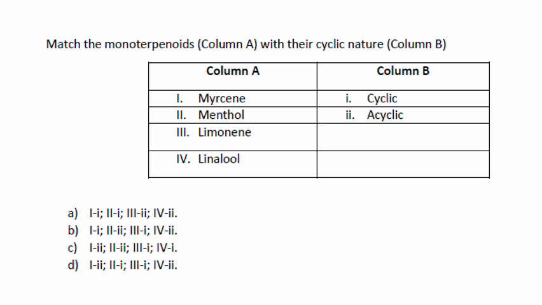The next question is, match the monoterpenoids from column A with their cyclic nature in column B. And you have myrcene, menthol, limonene and linalool. A few of these are cyclic and a few of these are acyclic. So you can think about this question for a couple of minutes. Think about their structure, and then we'll get back to which of these are cyclic and which of these are acyclic.